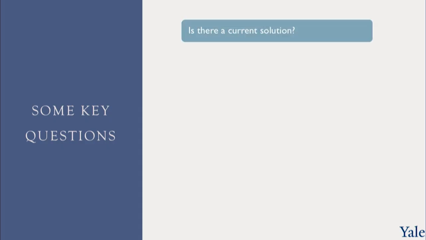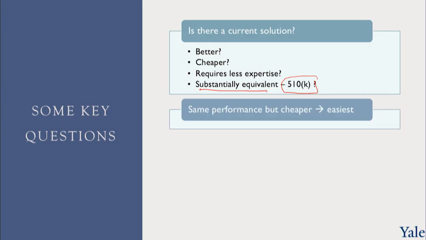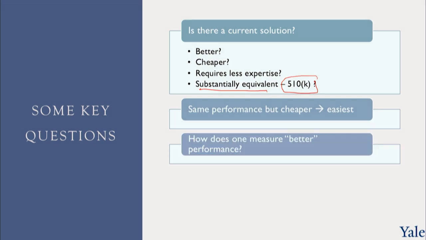The first one is, is there a current solution? Are we trying to do something better, cheaper, something that requires less expertise, or is our goal just to create something that's substantially equivalent? This is often what's required for the 510(k) process in the FDA. We talked about this in week 2, where we find a predicate and we demonstrate that our solution is about the same, equally good, substantially equivalent. Same performance but cheaper is the easiest. We show that our performance is the same and our device costs less. That's a very easy test to do.